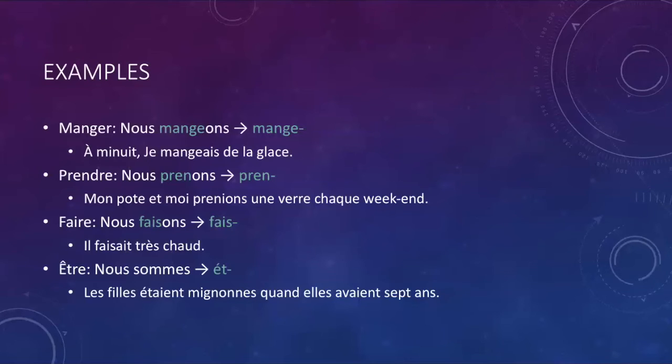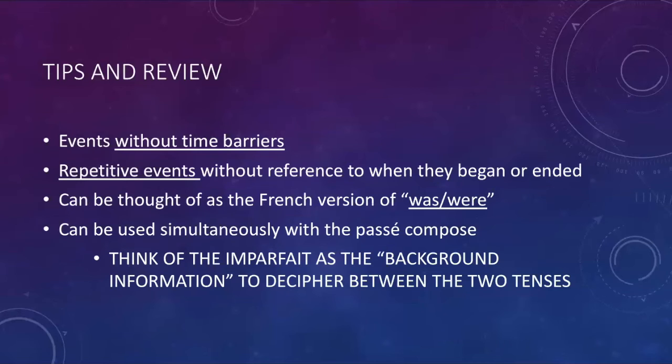So some tips and review. Remember that the imparfait is used with events without time barriers. So let's go back real quick. For example, for the weather one, il faisait très chaud. We don't indicate when the weather was very hot. We just know that it's a past tense event. This already happened and that the weather was hot.